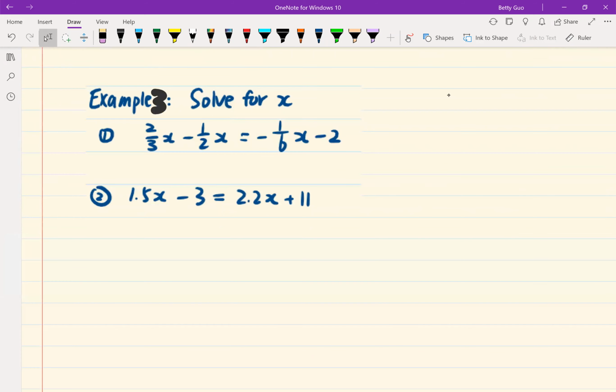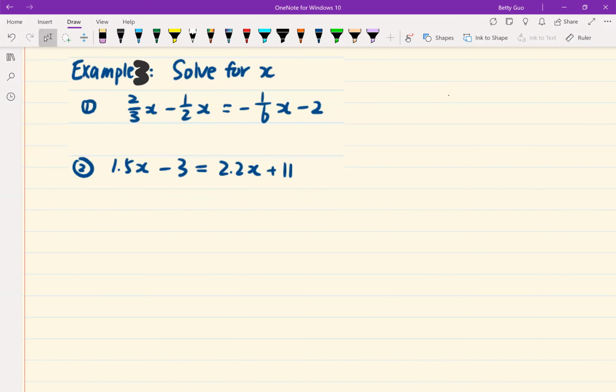So far so good, everyone? Yeah, we are working on solving linear equations in one variable. Every example, you can see the problems are getting more complicated. Number 1.